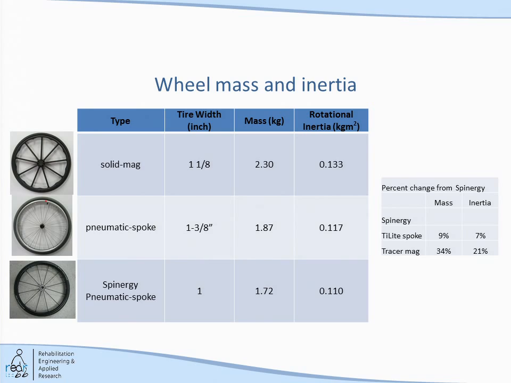A mag wheel typically does have much greater mass, and that mass is distributed in a way that it actually has a decent amount of rotational inertia. But you can see the percent differences compared to the Spinergy, which is a low weight, low rotational inertia system. The stock pneumatic spoke is under about 10% difference in both those categories, but the Tracer is hugely different. And so imparting energy, making the Tracer rotate those wheels, takes a lot more work, in other words.